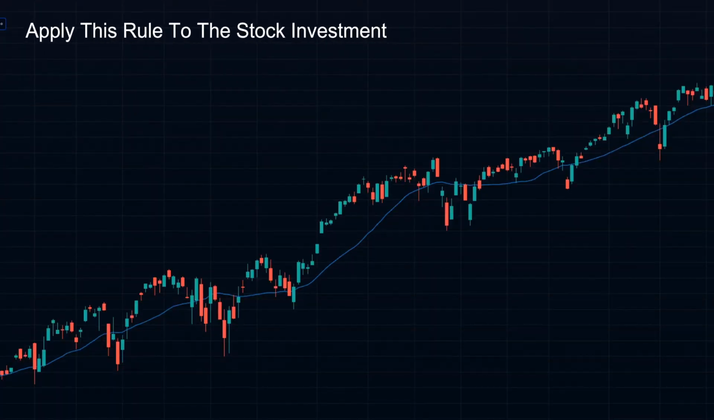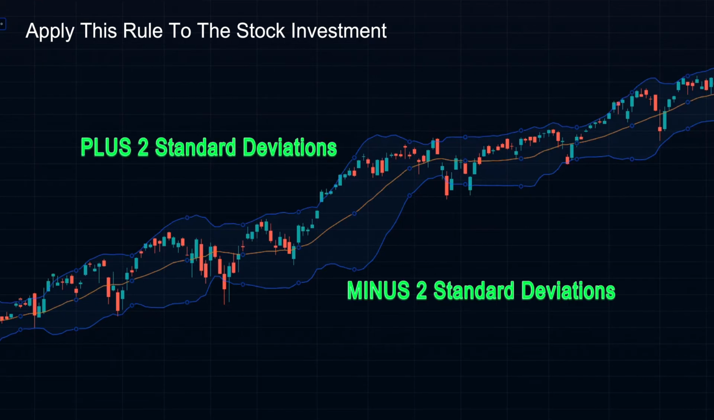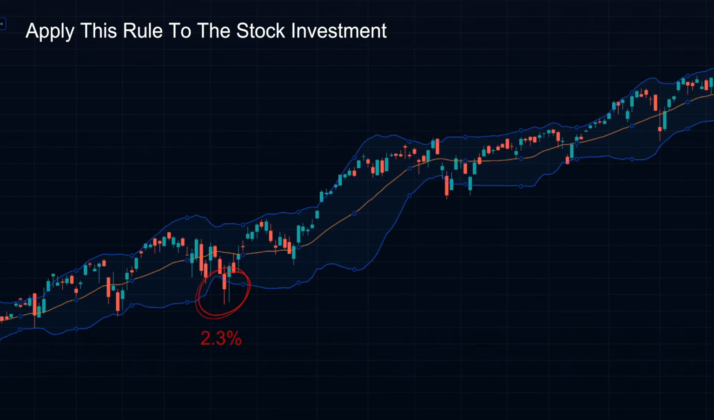We are able to apply this rule to stock investment. The first step is to calculate the average daily price of a particular stock and then connect them to create a single flowing line. If the stock prices are assumed to be normally distributed, 95.45% of candlestick charts will be within plus or minus two standard deviations of the mean of the stock prices. There is only a 2.3% probability that candlestick charts fall outside the upper band or lower band.